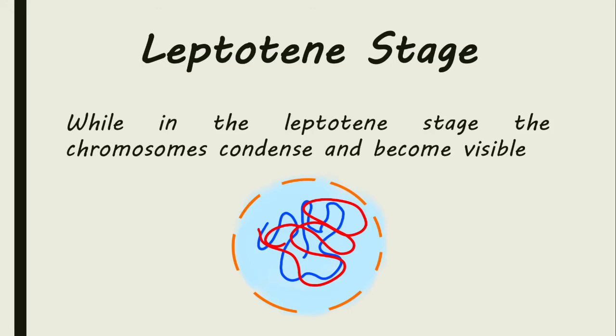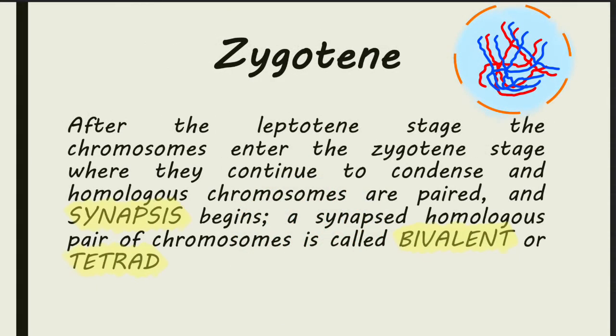Leptotene is the first of the 5 substages. During this substage, the chromosomes begin to condense and become visible. Zygotene is the second substage. In this substage, the chromosomes continue to condense as they did in the leptotene substage. However, now homologous chromosomes pair up and begin synapsis.